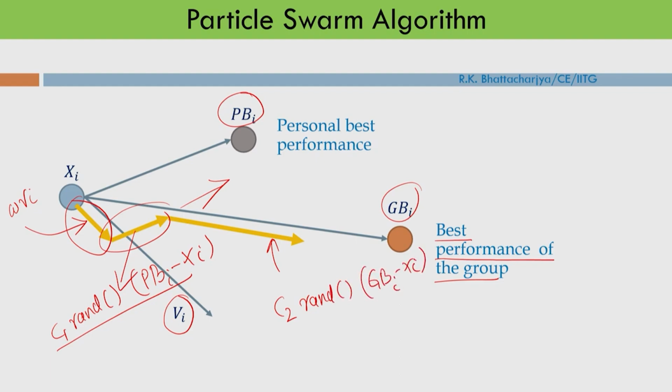Okay. So, this is your GB. So, that is GB minus xi. And that will be its new location, that is x i plus 1. So, what are the steps of this algorithm?